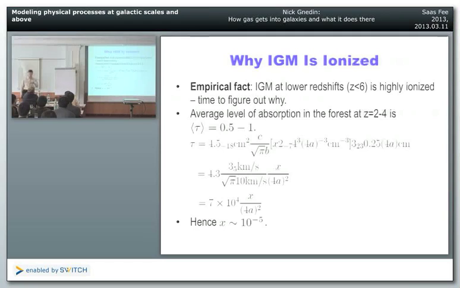So the reason we know that the universe is ionized is because we actually see the Lyman alpha forest. If it wasn't that highly ionized, there wouldn't be anything. The absorption would be so dense that not a single photon would get from that quasar to us. Everything would be completely black.